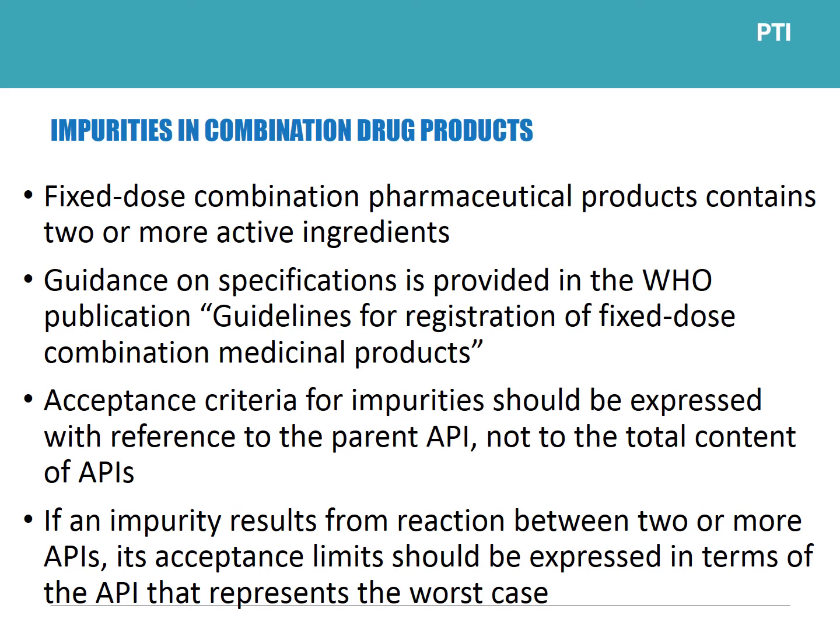And if an impurity either results from the reaction between 2 or more APIs, or we can't show which API it's come from, its acceptance limits need to be expressed in terms of the worst case situation. That means if we know that a particular impurity comes from a reaction between 2 APIs, we express that impurity as a percentage of the lowest concentration API. If we're not sure where the impurity has come from, we need to express it as a percentage in relation to the API that's present in the lowest amount.